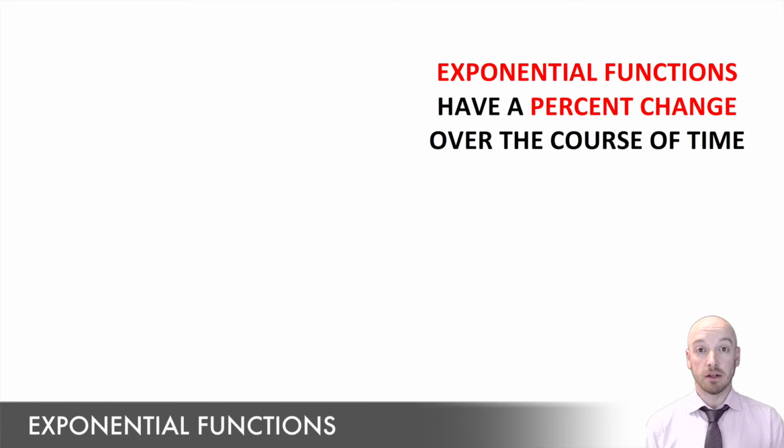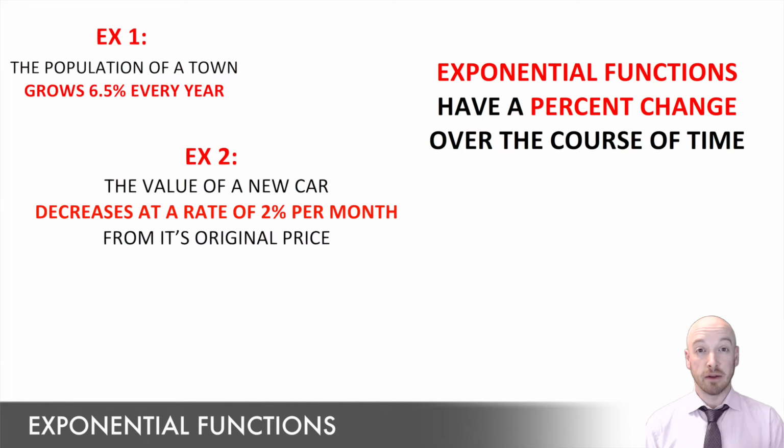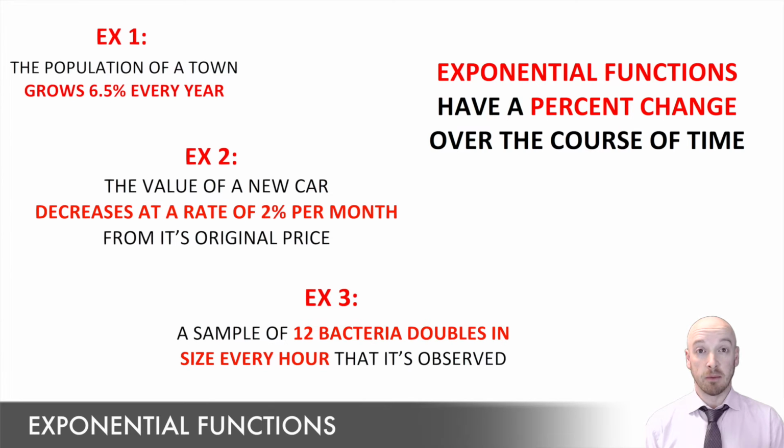Now, what I mean here is that we could have a scenario where a value is growing or shrinking over the course of time, like a population that grows by a certain percentage every year, or a car that loses its value month after month by a certain percentage, or even a science experiment where a sample of bacteria is doubling every hour. These are each an example of what I mean by a percent change over time, and they each represent exponential functions. In each case, we're going to notice there isn't a constant rate of change over time.